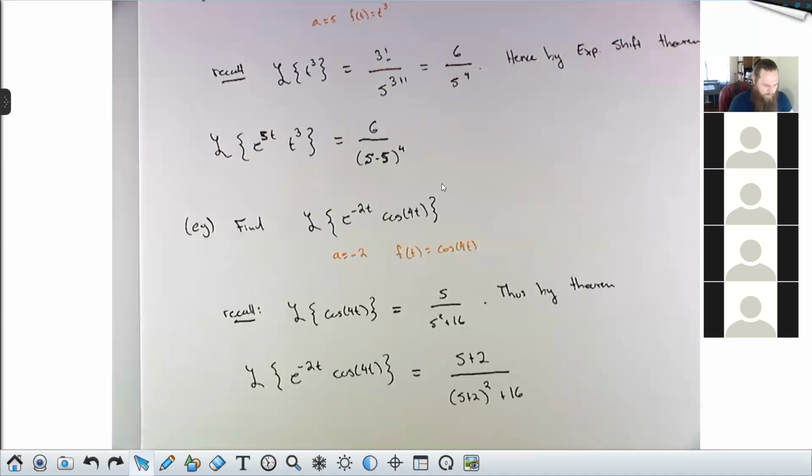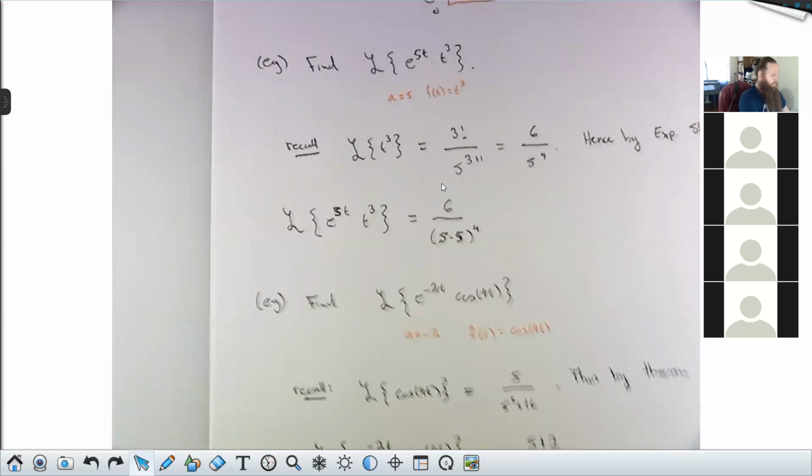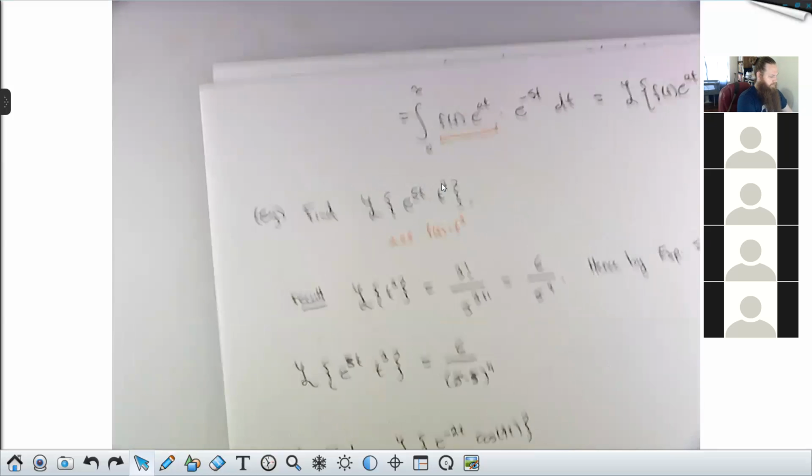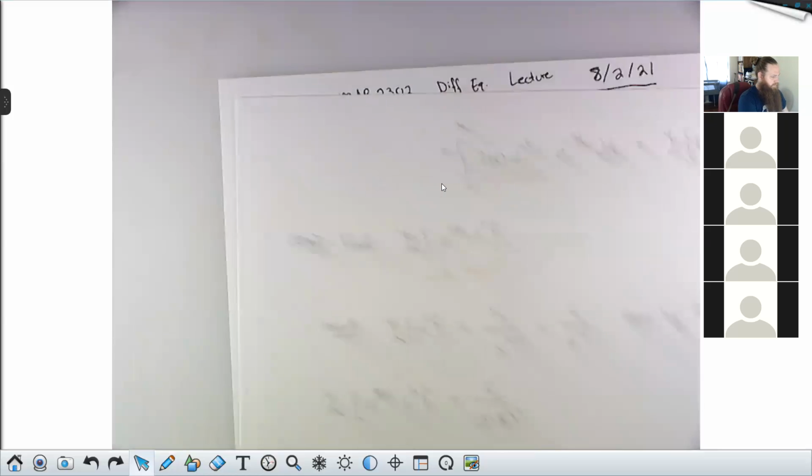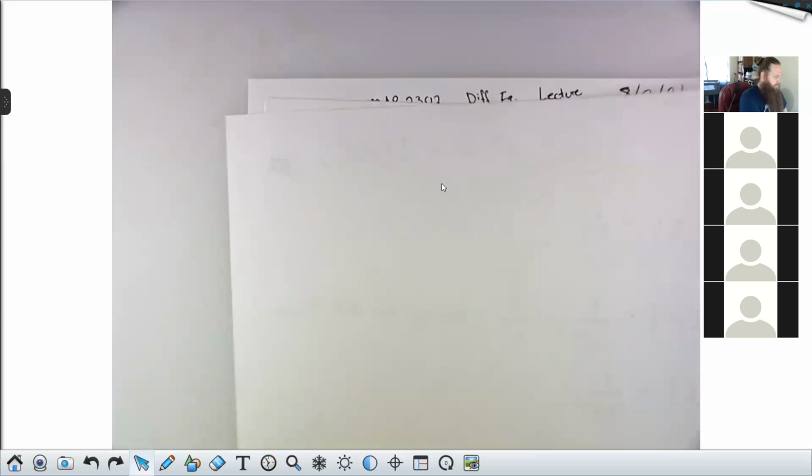Let's look at an inverse problem. All right, so we're going to take this same rule and apply it to find the inverse Laplace transform. Stash this aside so I can refer back to it.